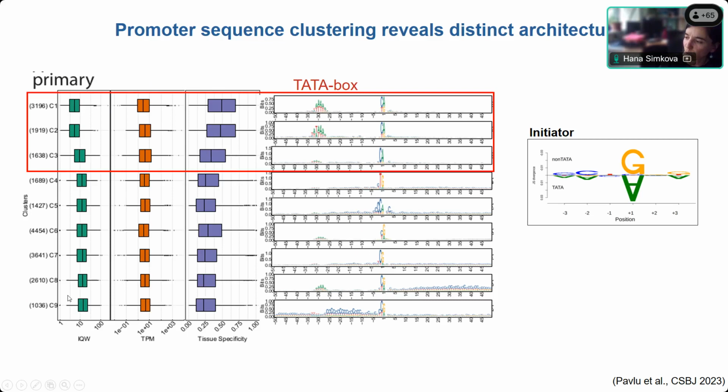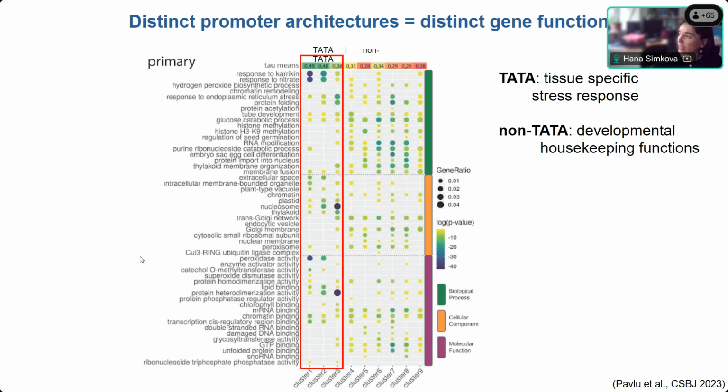So to understand the functions of the genes, if they are in any relation, if there is any, we performed the GO term analysis, which in summary revealed that the TATA box promoters drive, as we know already, tissue-specific genes, but also probably respond to stress. And non-TATA promoters drive developmental and housekeeping function, or genes playing these housekeeping and developmental functions.